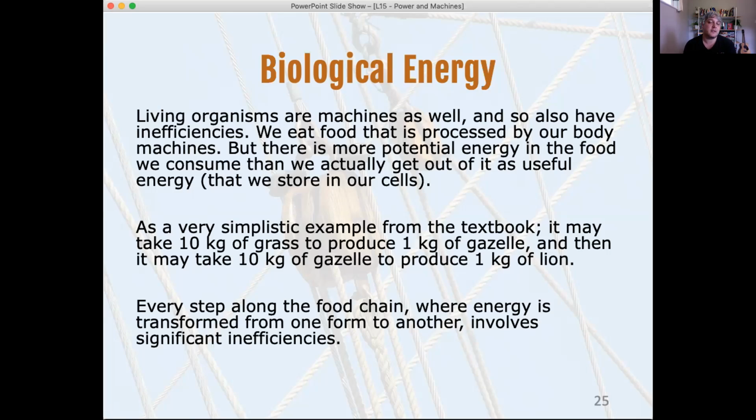Living organisms are essentially biological machines. They take energy in and they convert it to energy out. We take energy in the form of plants or food, and we get energy out in the form of being able to move and run around and push things and lift things. So every time that you consume food, you're actually losing a bunch. So it's a very inefficient process.